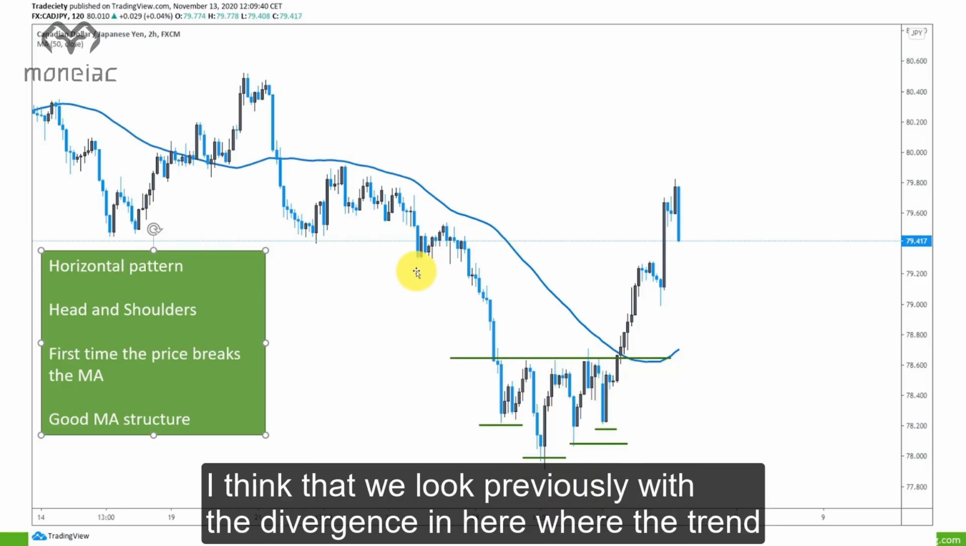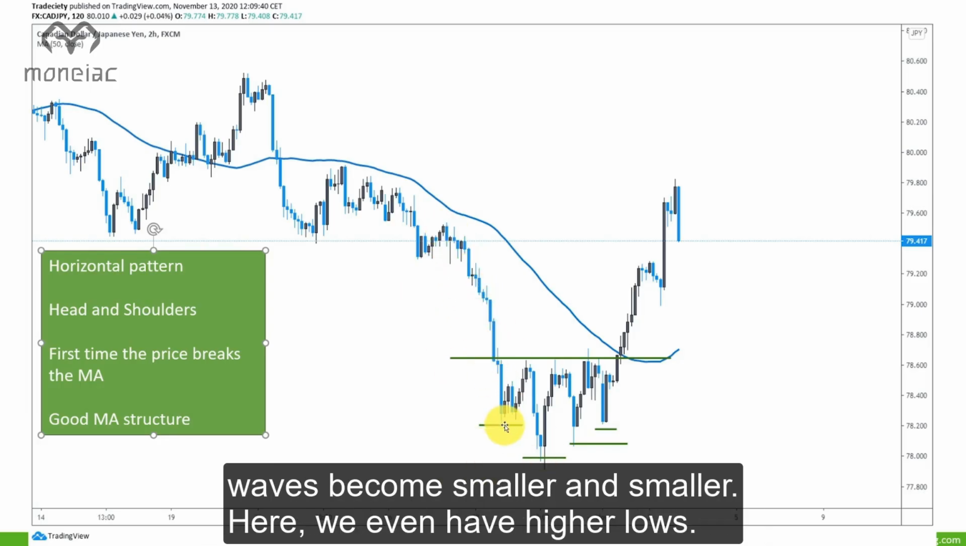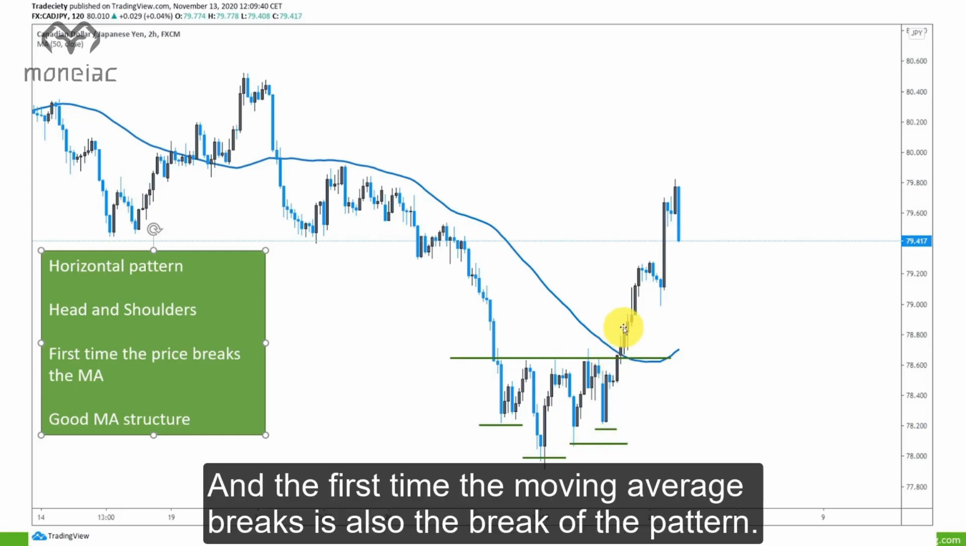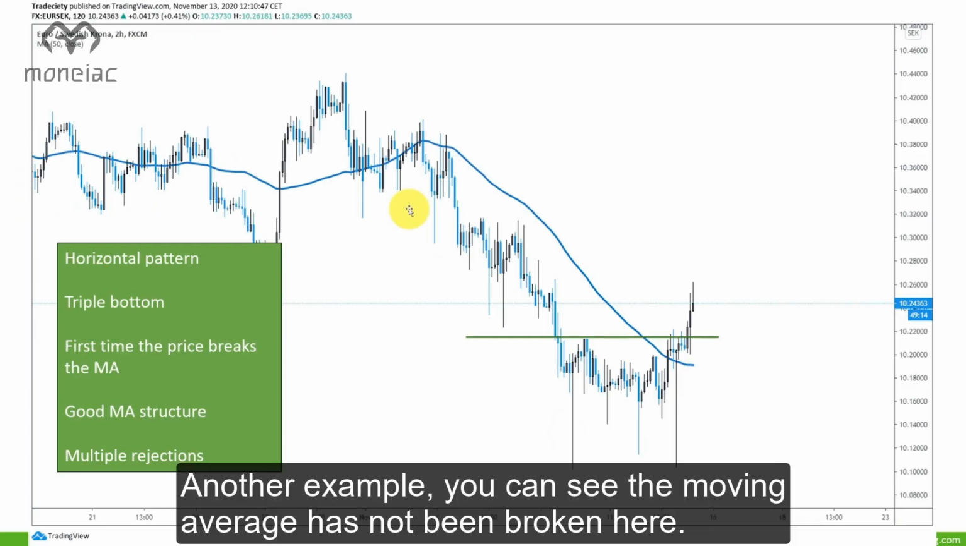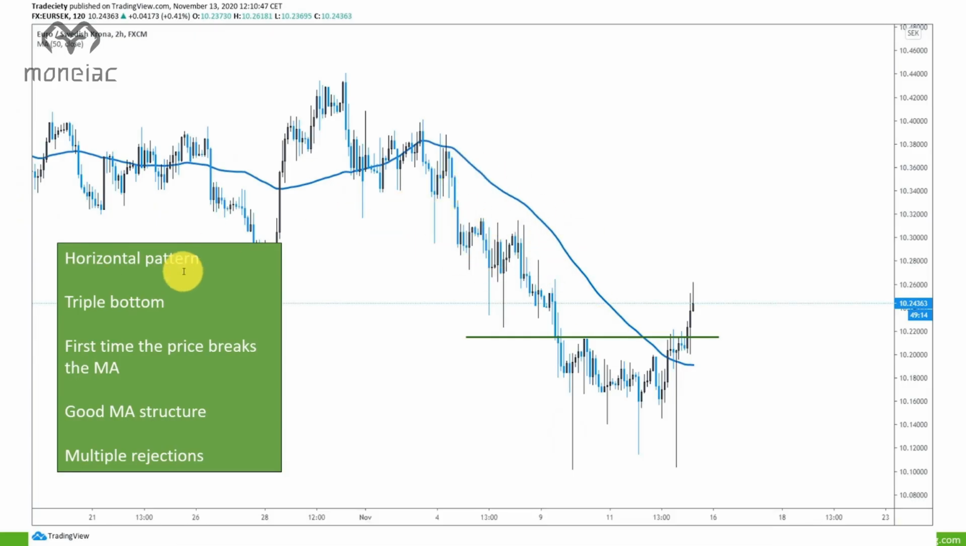This is the example I think that we looked at previously with the divergence in here, where the trend waves become smaller and smaller. Here we even have higher lows. And the first time the moving average breaks is also the break of the pattern. Another example, you can see the moving average has not been broken. Here it's a little bit borderline.